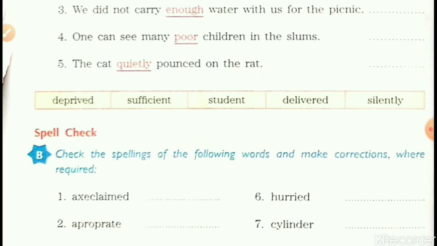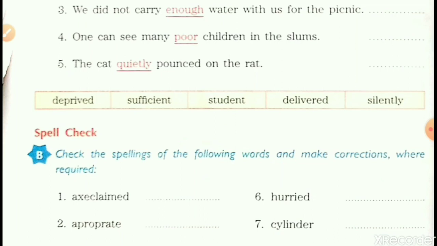Deprived. Deprived means people who are not financially well, who are poor. So deprived is the synonym of poor. Then, sufficient. Sufficient means a sufficient quantity is there. So enough. The synonym of sufficient is enough. Synonym of student is pupil. Then delivered, delivered synonym is gave.